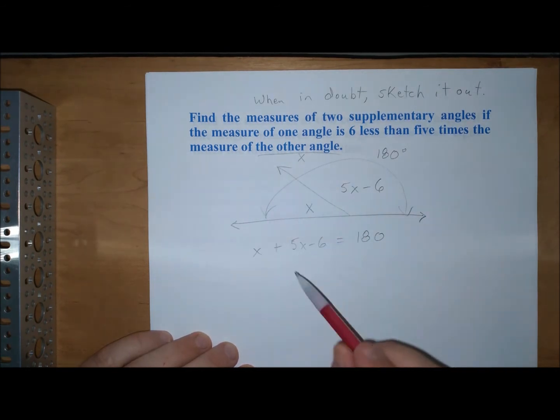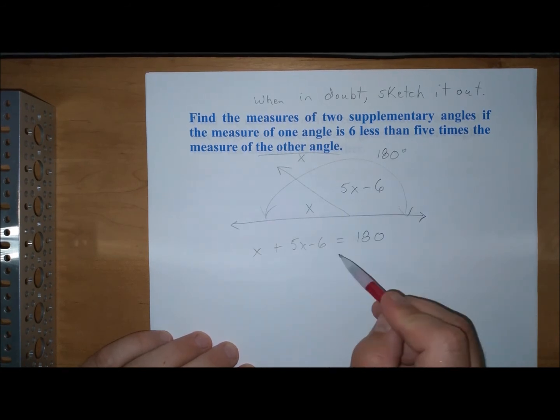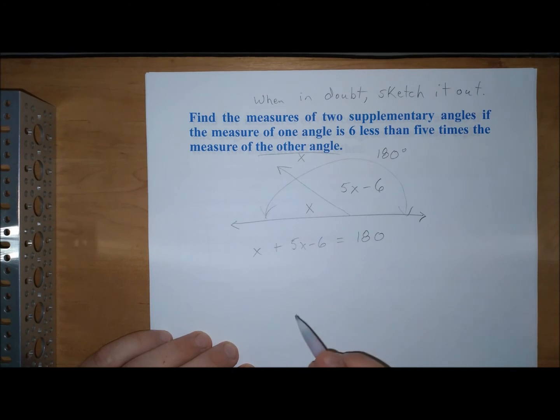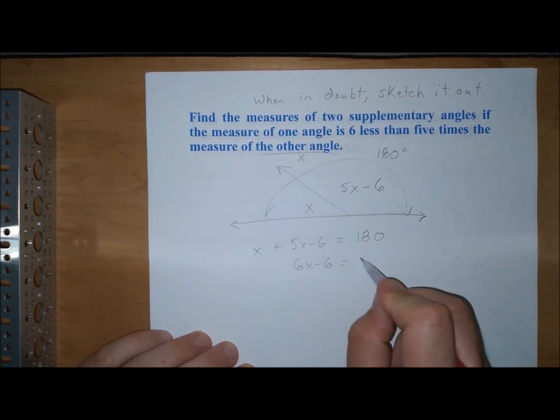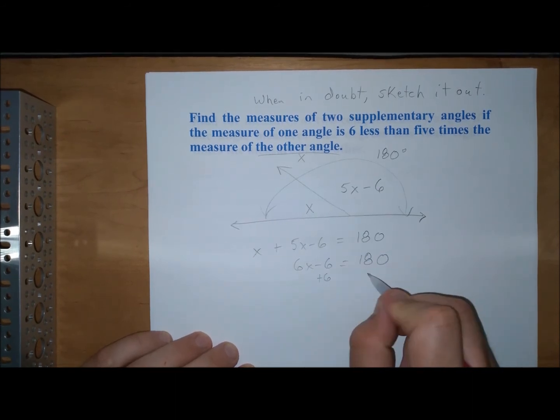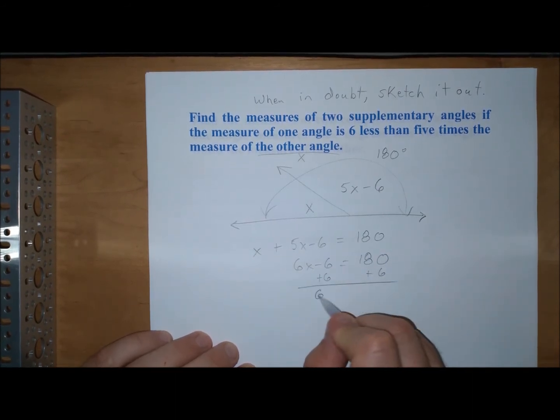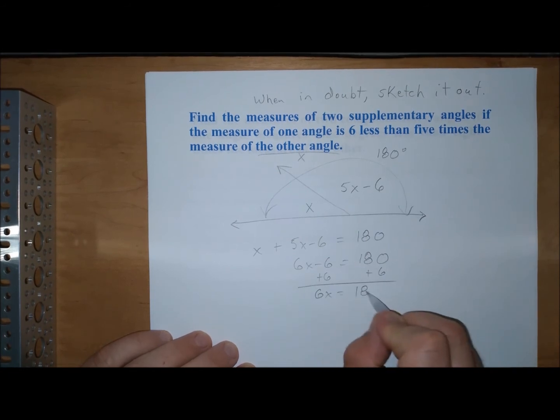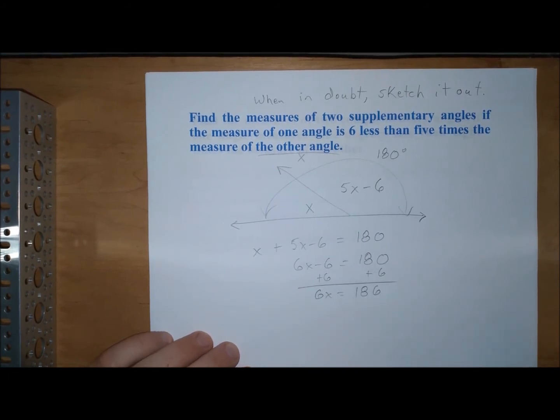Just sketch it out. And once you sketch it out, the problem is just going to fall into place for you. x plus 5x minus 6 equals 180. I think I can combine some like terms. I get 6x minus 6 equals 180. Okay, and I can add 6 to both sides. And I get 6x equals 186. And if I divide both sides by 6, I think I get x equals 31.